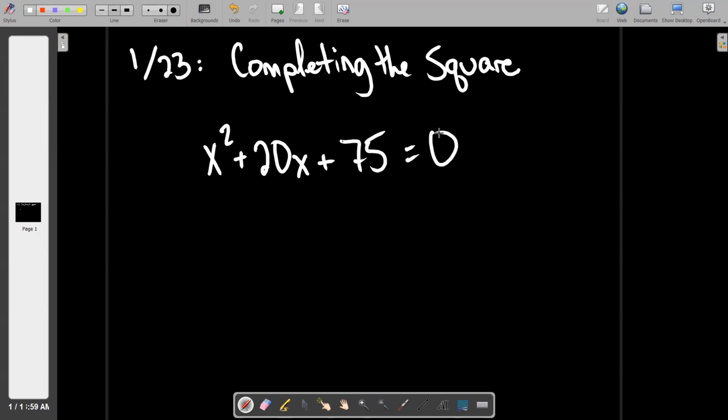And everything today, I'm just going to already have it preset equal to 0. So we're not going to have to deal with moving or combining terms. It's just going to be ready to rock and roll. So I'm going to show you the algorithm for how to complete the square.